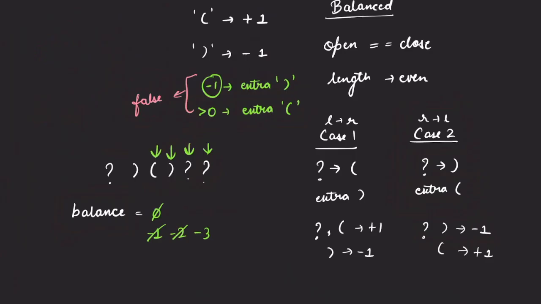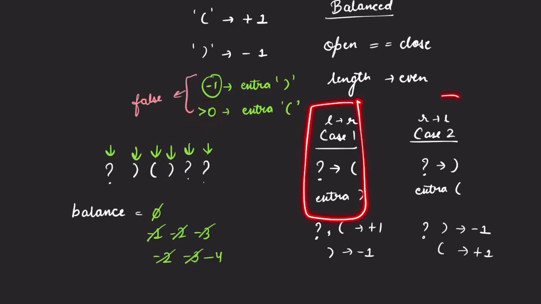Then we will come here. It is an opening bracket for which we will do a plus, so this will become -2. Then we have a closing bracket again, so this will become -3. Then this is a placeholder value, and this will become -4. So basically at no point did our balance become greater than 0, right?